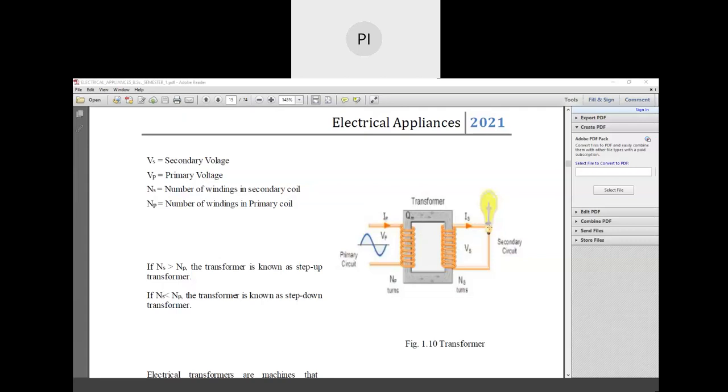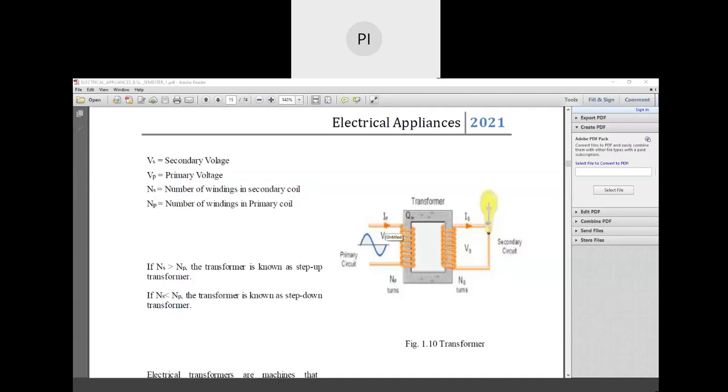Then it is fed to the bridge rectifier. The bridge rectifier is a device that converts AC voltage into DC voltage. The bridge rectifier converts it to 6 volts DC. Then that voltage is given to the mobile charger, and it charges. In this way, this is the primary circuit and this is the secondary circuit; this is connected to the primary circuit, and this is connected to the secondary circuit.